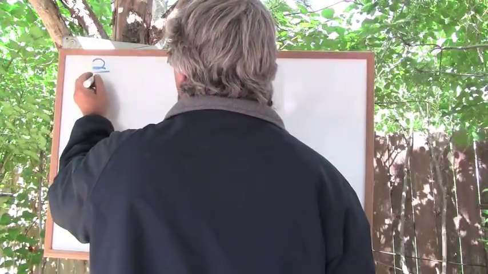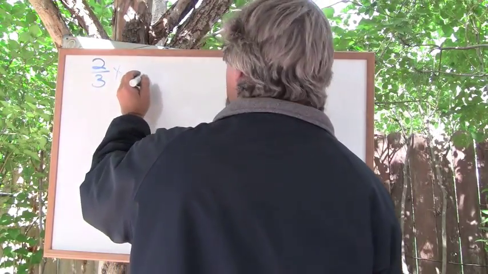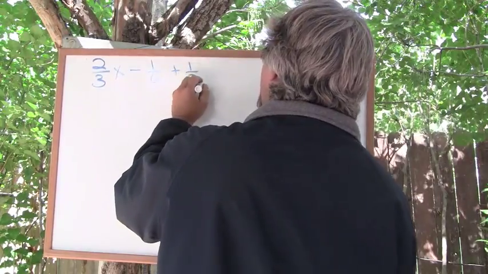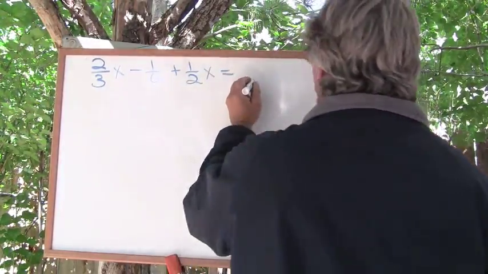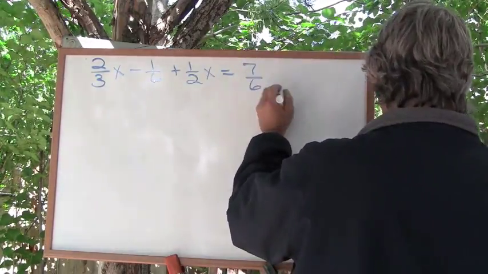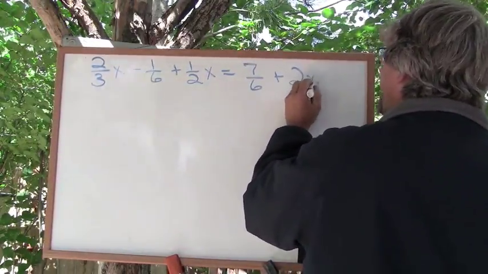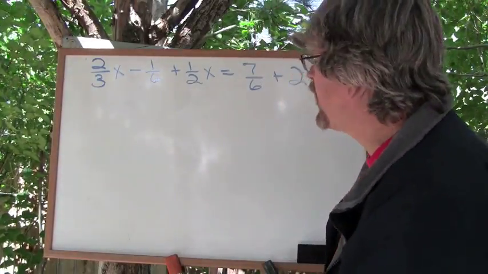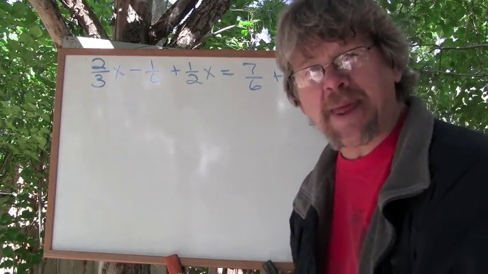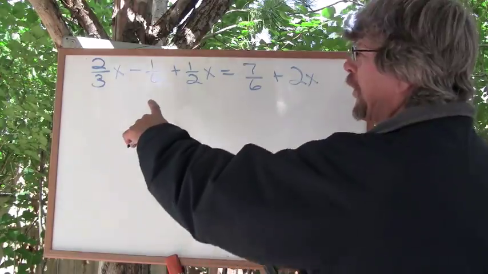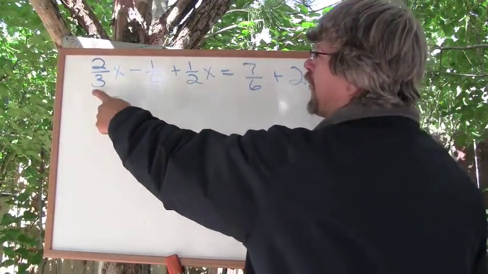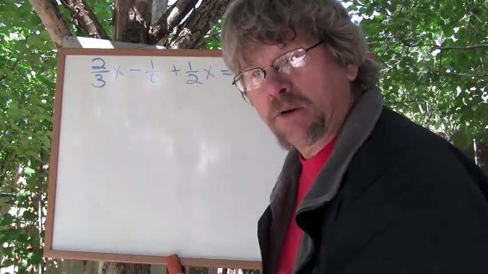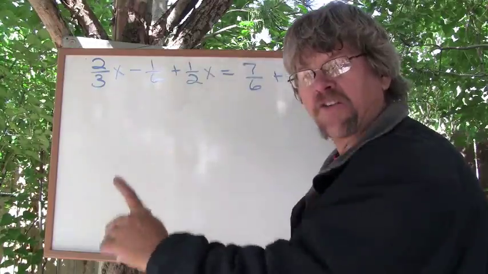Let's say we have 2/3 x minus 1/6 plus 1/2 x equals 7/6 plus 2x. You look at that and you go, holy nightmare Batman, what are you doing to me, Schertz? You're spreading my brain into spaghetti. No, relax. What is the least common denominator of all these fractions? Everything's going to go into 6. So that's the number we multiply by each side of the equation is 6.